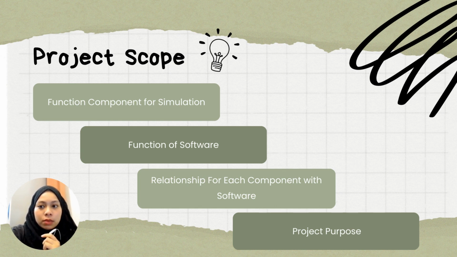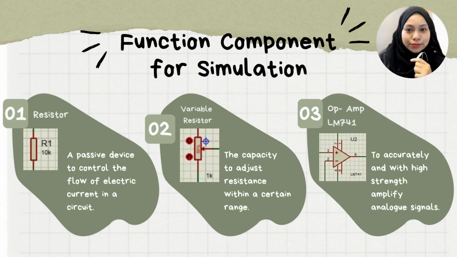So I will explain about the project scope. We have four scopes here. The first one is function of components for simulation. The second one is the function of software. Next, the relationship of each component with software, and the last one is the project purpose.